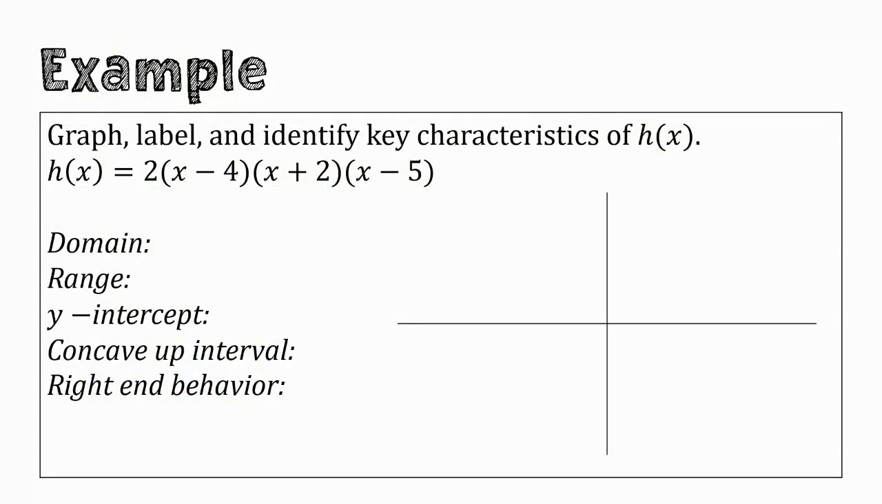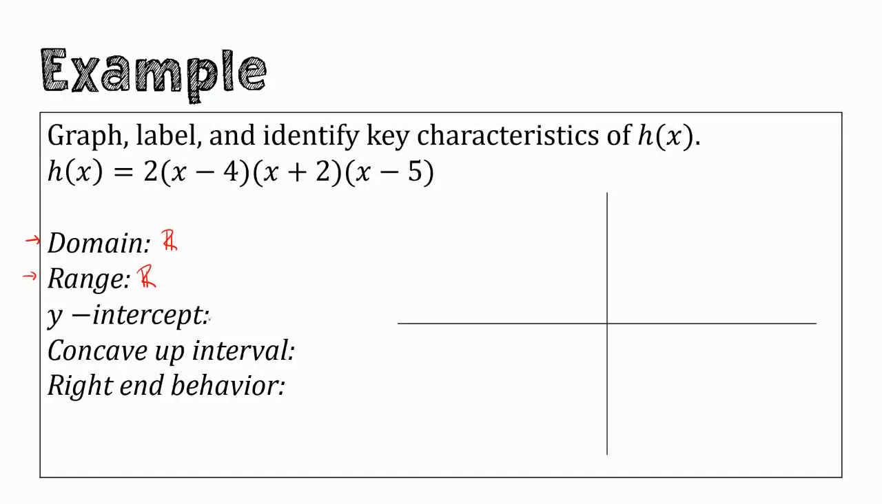So let's take a look at an example. I gave you one in factored form instead of standard form, which I think we're a little bit more familiar with for a cubic function. So I'm going to graph and label and identify these key characteristics. I can do domain and range right away. They're both going to be all real numbers. Why? The domain of any polynomial is all real numbers. It's continuous. The range is all real numbers because it's cubic. If it was an even degree, I would probably have a minimum or a maximum somewhere, just like a parabola. But this is a third degree, so my range is going to be all real numbers.